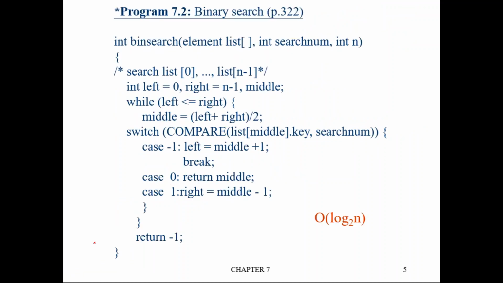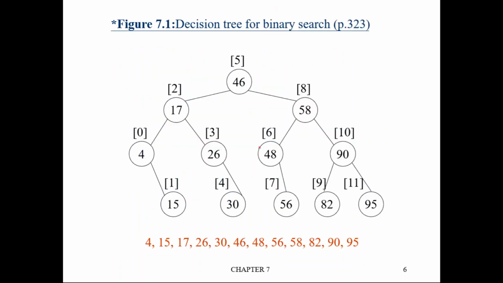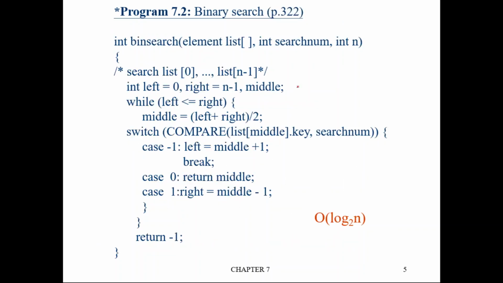Okay. Next, coming to binary search. See, binary search is very similar to what we have discussed in binary search tree. Binary search is applicable only for a sorted list. So before that, the list should be sorted.